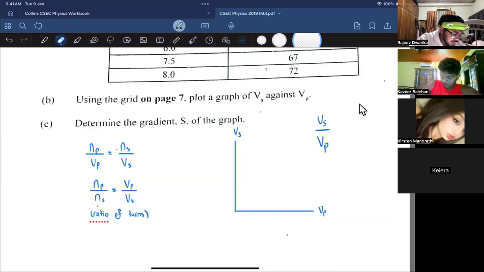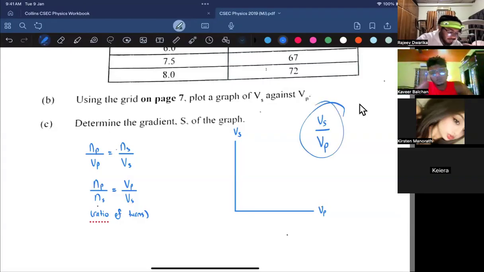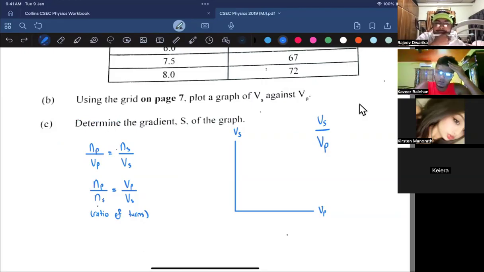You can probably notice the relationship right here. Watch this. VS over VP. That is the opposite of what? If you look over here, what is that the inverse of? VP over VS. Right. So what we'll be finding here is 1 over the ratio of turns. That is what we'll be finding for. So 1 over S. So what we're finding is, we're finding for S. S is the gradient. And that would be equal to 1 over the ratio of turns.